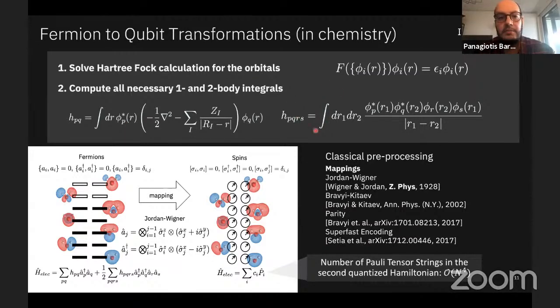The solution of this problem comes when we solve the Hartree-Fock calculation, and then the calculation of one and two body integrals is direct from this calculation. Then you need to express the annihilation and creation operators that live in the fermionic space as qubit operators in the spins. For this reason, you use the Jordan-Wigner transformation, which is the most trivial since the 1930s. It's the best known transformation for this reason. Or you can apply some recently proposed transformations like the Bravyi-Kitaev or, more lately, parity and superfast encodings. The number of Pauli strings that you are going to have in your qubit Hamiltonian always scales in the order of n to the 4.